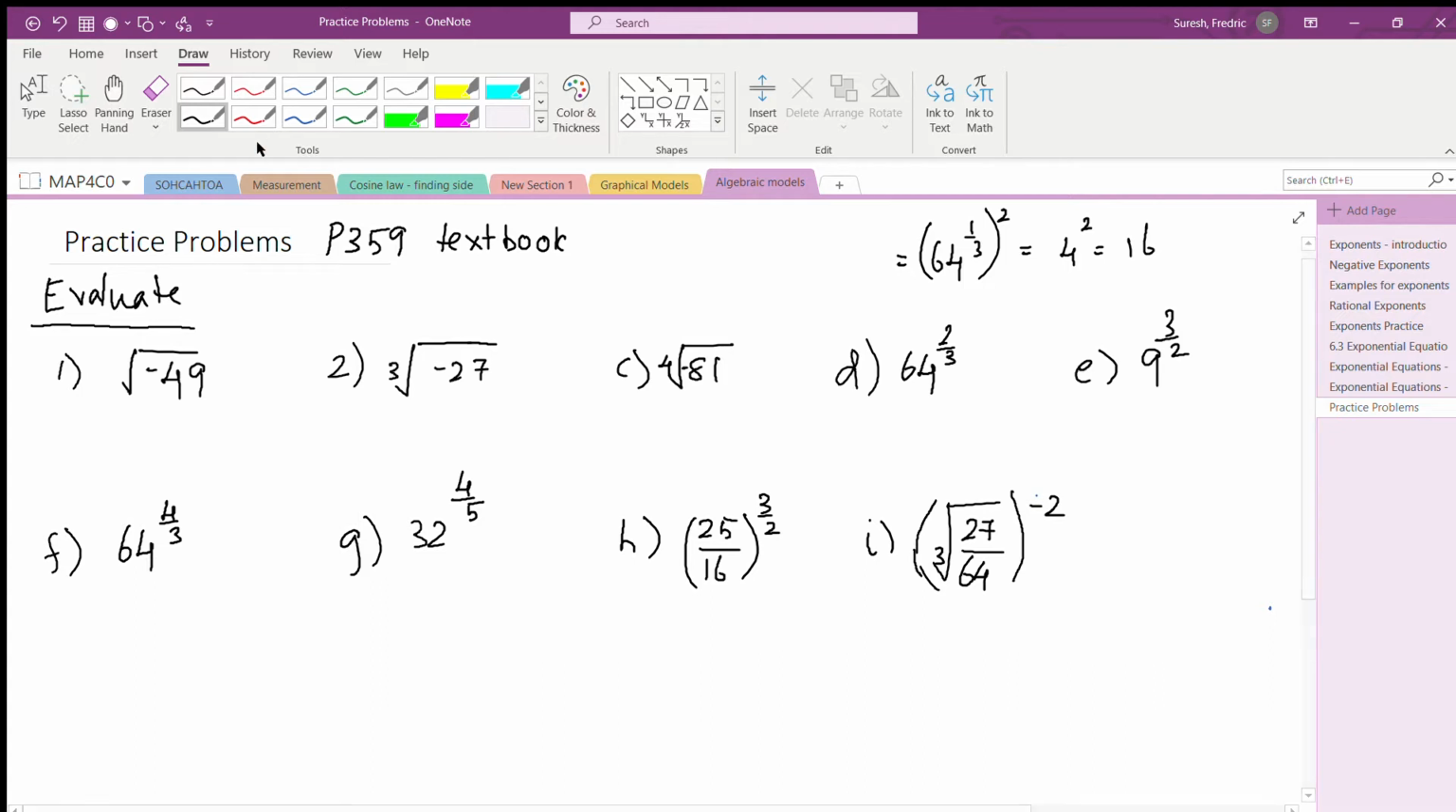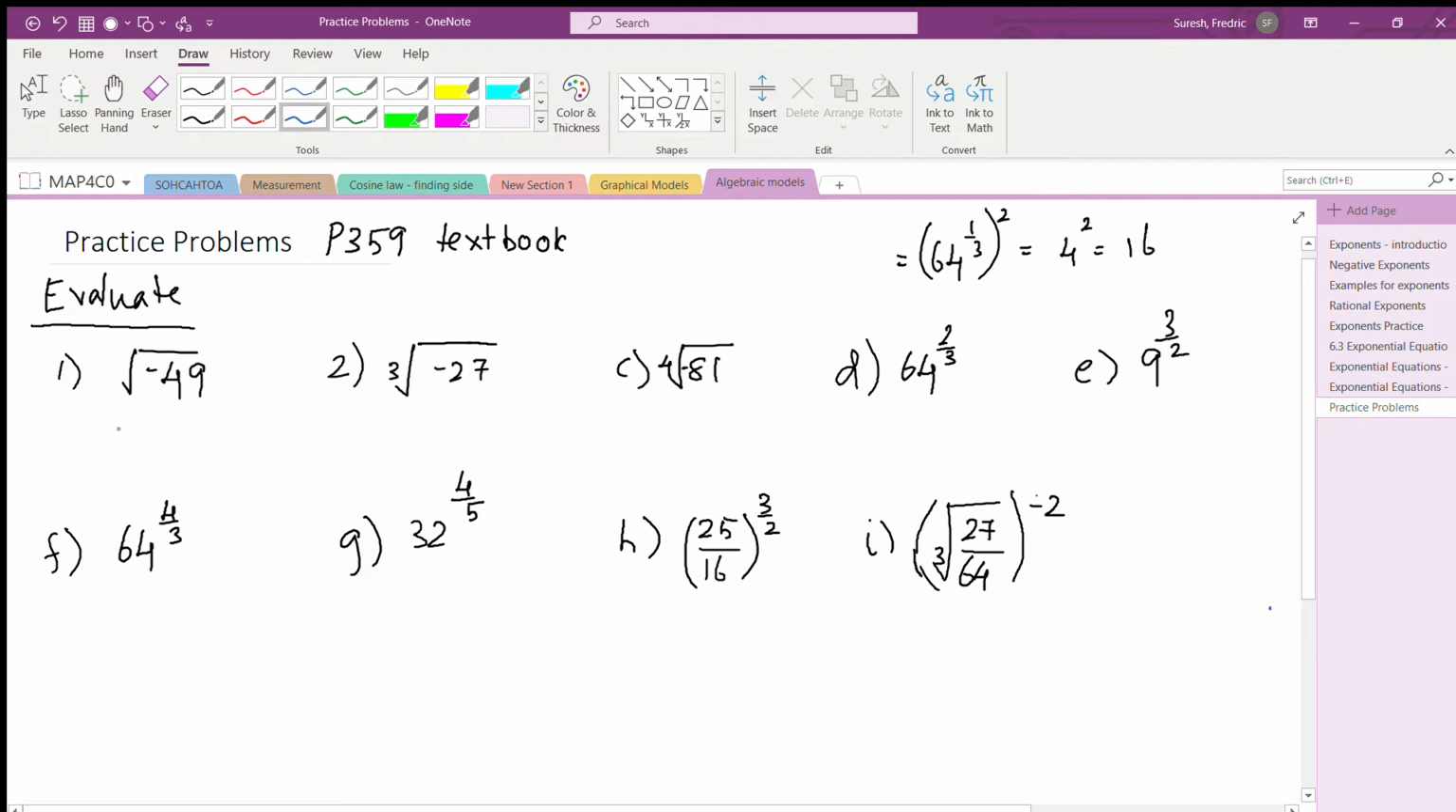So the first problem here you see is a square root of a negative number, and if you tried this in your calculator, you will get various error messages like does not exist, math error 1, math error 2, domain error are some of the messages I have seen.